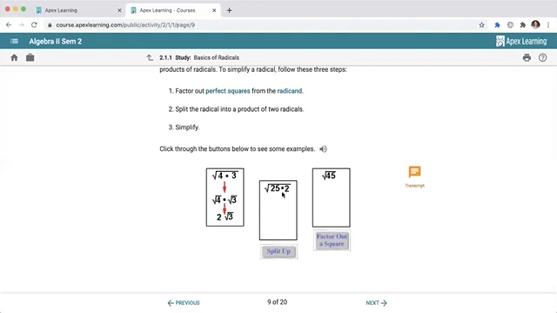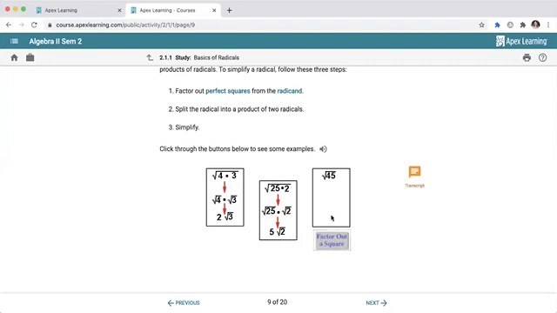So for example, 25 and 2. That still gives me my 50, but now when I split them up, I have the square root of 25 and the square root of 2. I can easily do the square root of 25. That gives me 5. So I can rewrite this as 5 square root of 2. So square root of 50 can be simplified down to 5 square root of 2.